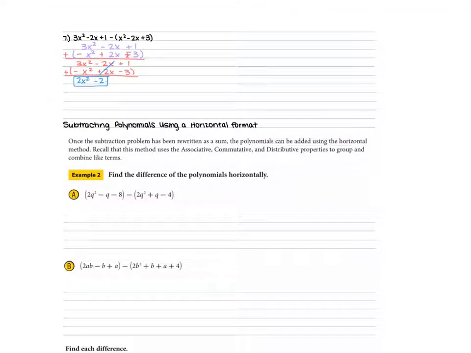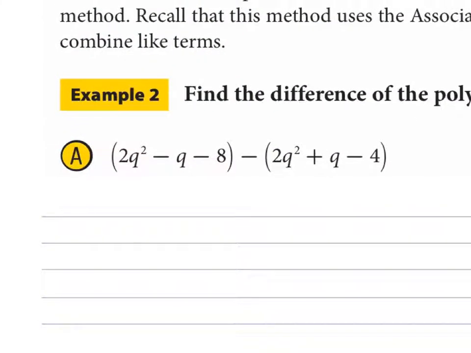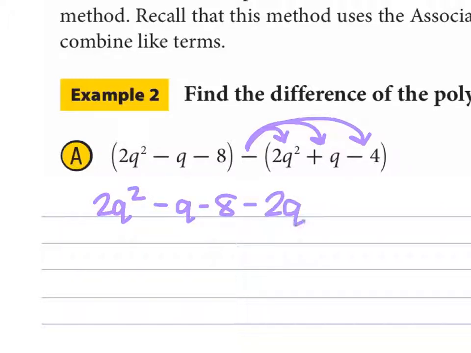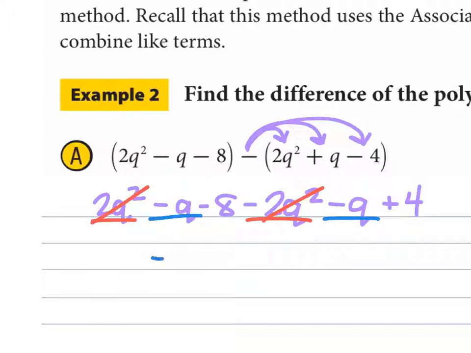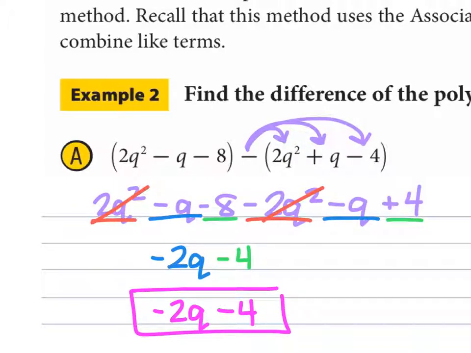So with our next example, we are doing this horizontally. So we are taking that negative and distributing it into the second set of parentheses and changing all of those signs. So for a, we would have 2q squared minus q minus 8 minus 2q squared minus q plus 4. So then we just combine like terms. The 2q squareds cancel out. The negative q minus q is negative 2q. And then negative 8 plus 4 is negative 4. So we have negative 2q minus 4 for our solution.